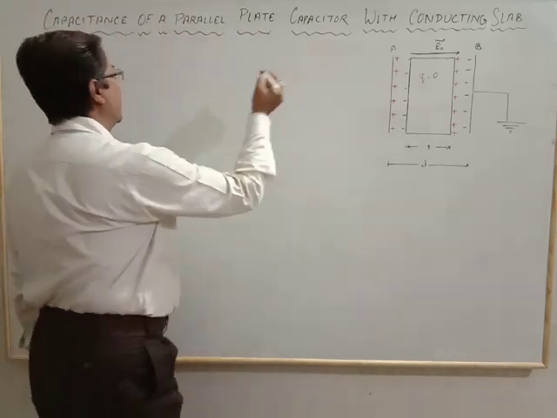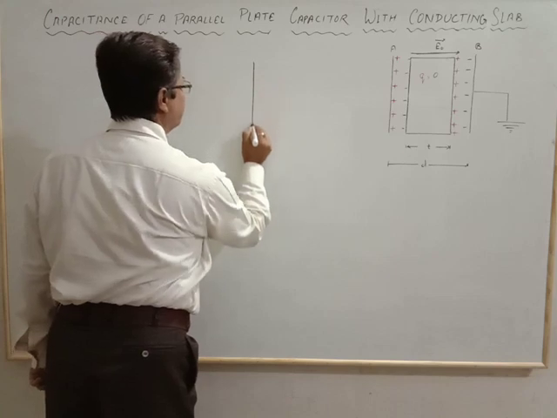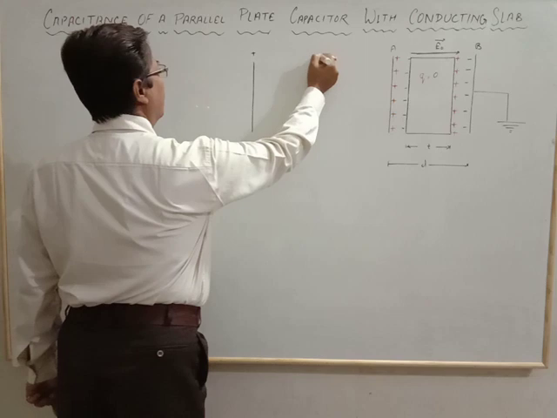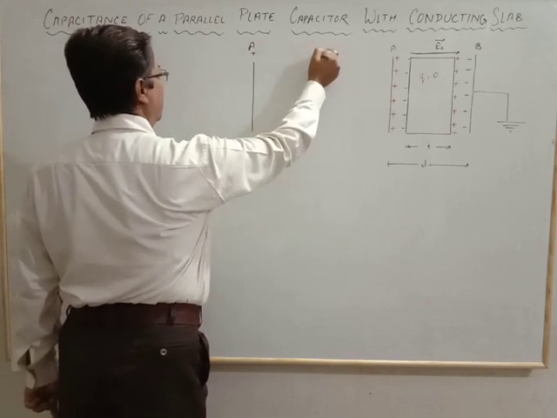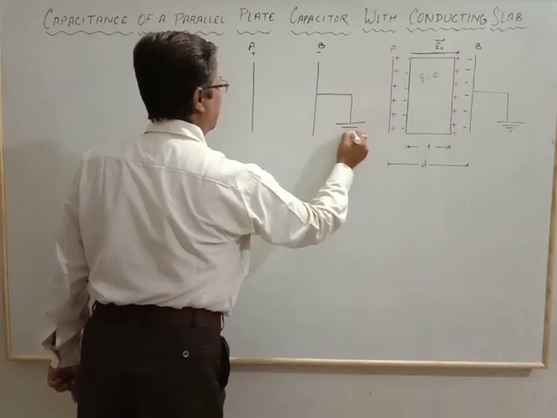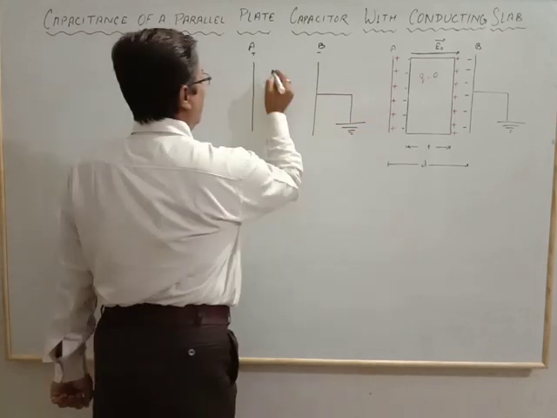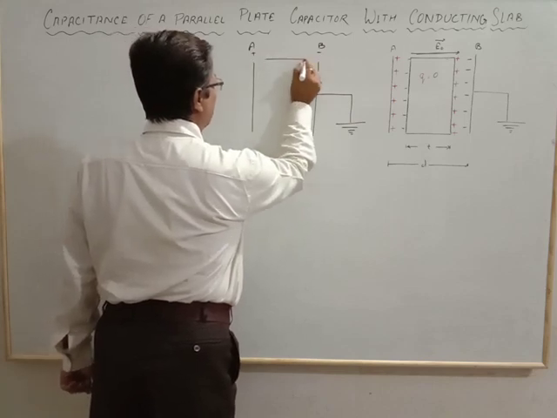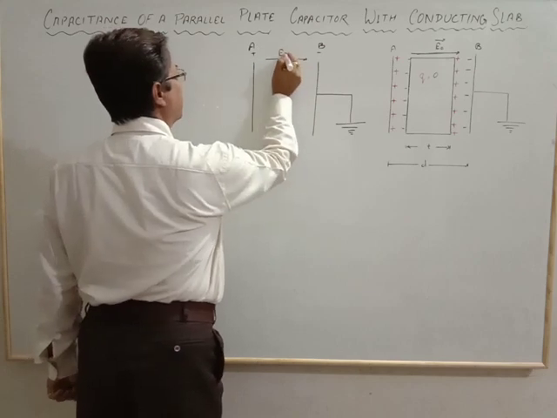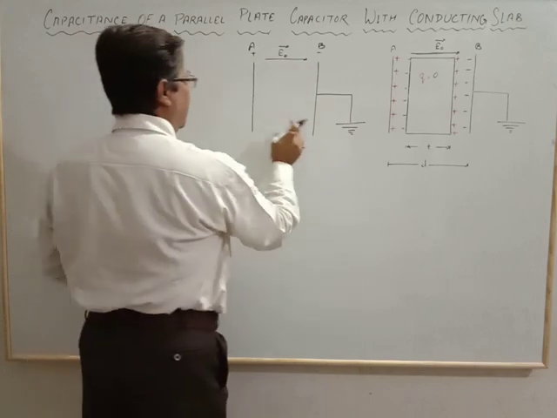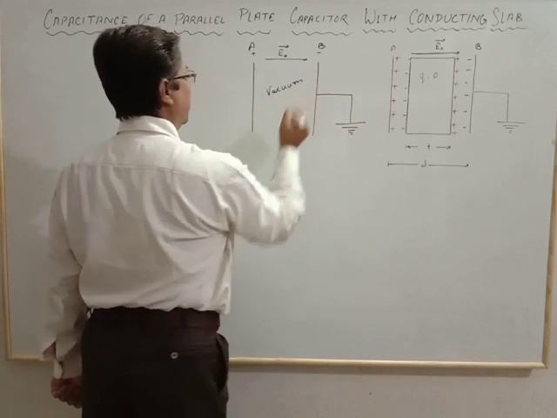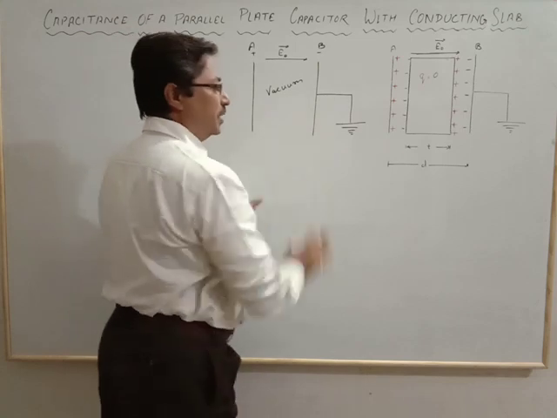Now we know that earlier, this is the plate A, the positive plate, and the negative plate B, and plate B is earthed. So the external electric field, or the electric field between the plates, is E naught, and in between the plates there is a vacuum.